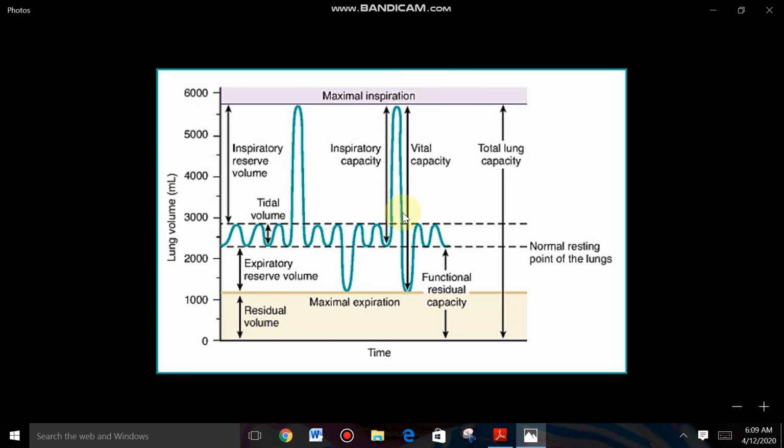Okay, so at the normal expiration point, how much volume of air is present inside the lungs? ERV from here to here, and RV. So FRC is equal to ERV plus RV. So 1100 plus 1200. You can add both the volumes, and the capacity, FRC, will come. Up to this, clear? Right.